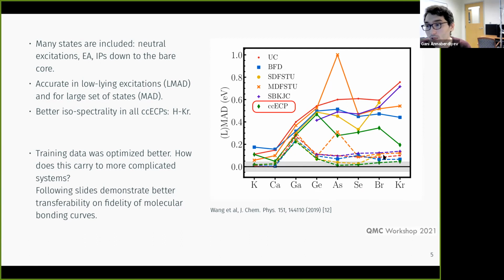Because we're optimizing this on the atomic spectrum, this shows that we have optimized it better on the training data. But how does this carry over to more complicated systems such as molecules, or even more complicated systems such as solids? In the following slides, I'll focus on the molecules, and I'll show that the transferability is improved for hydrides and oxides.